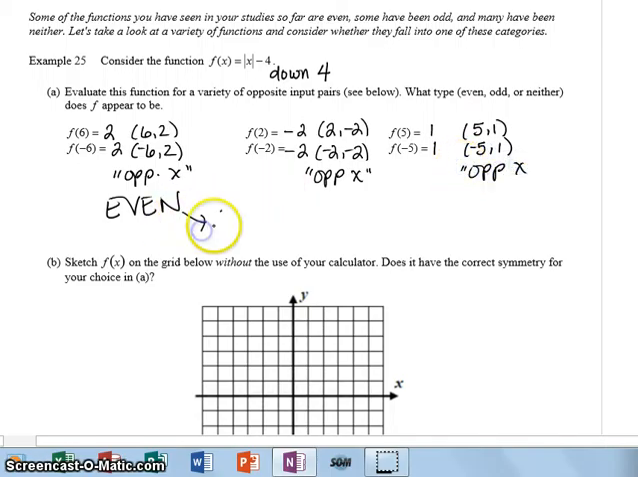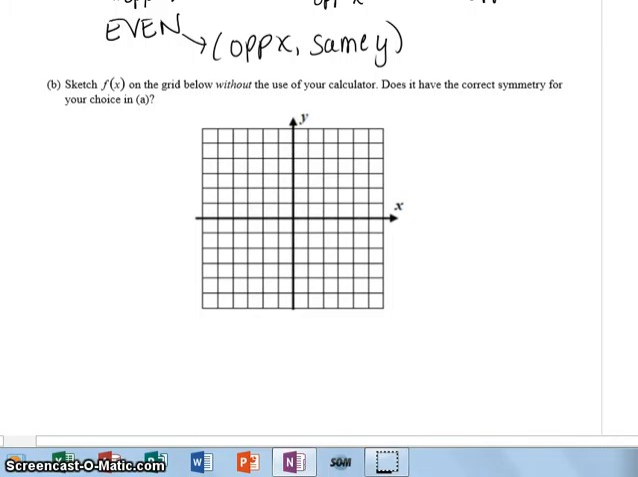So how do I know it's even? Because I have opposite x, but the same y. That's how I know that this function is even. Okay? Part B. Sketch f of x on the grid below without the use of your calculator.